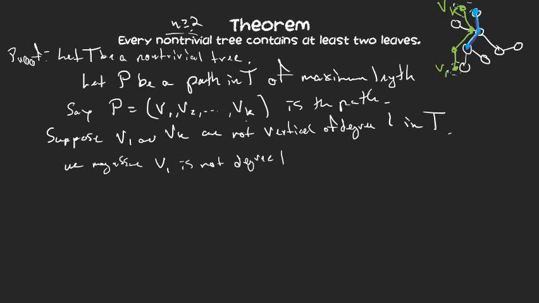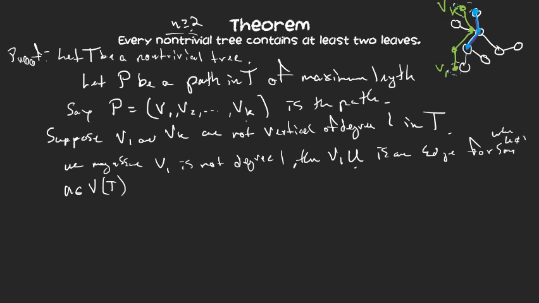Then V1U is an edge for some U. So for some other vertex in my tree, I must be able to find this vertex U that V1 is adjacent to, right? If it's not degree 1, I know V1V2 is already an edge, so I can say here where U is not equal to V2, because we know that's already an edge. So we're saying there's some other edge coming off of V1.